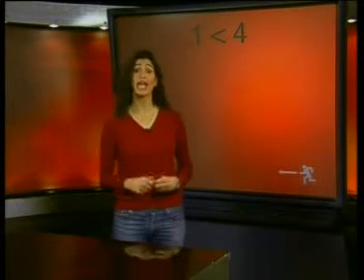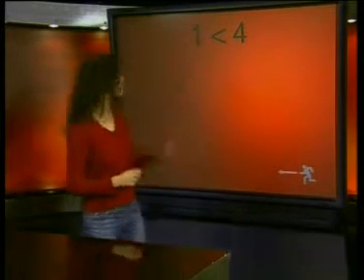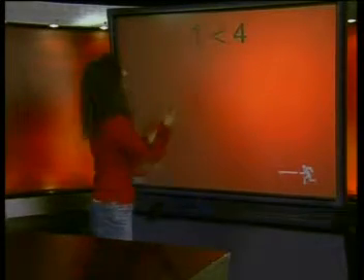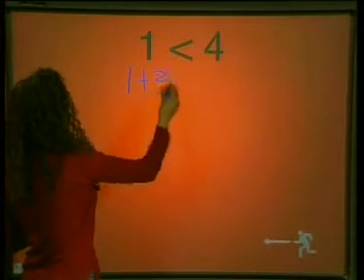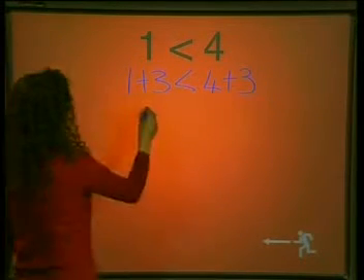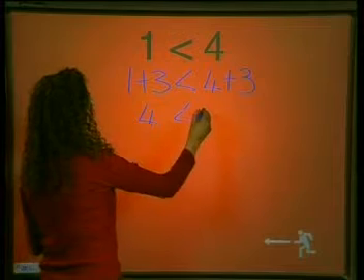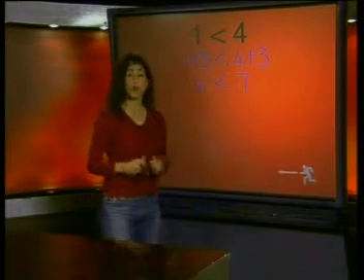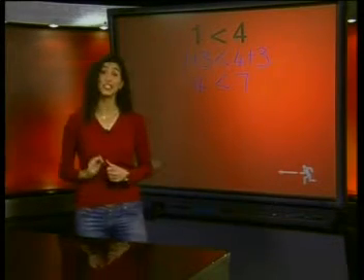What happens if we add 3 to both sides of our inequality? So we write 1 plus 3 is less than 4 plus 3. So we get 4 is less than 7. So, is this inequality still true? Yes, 4 is still less than 7.